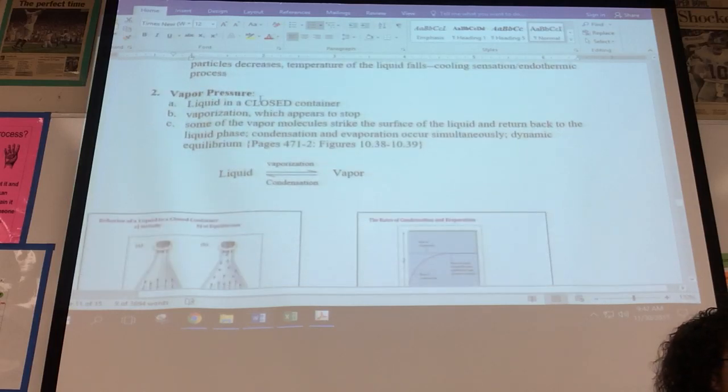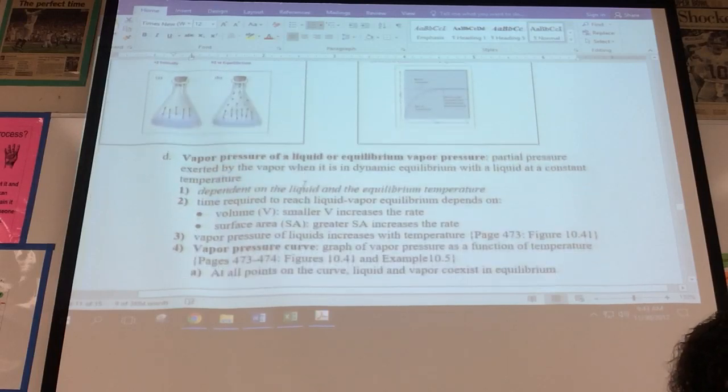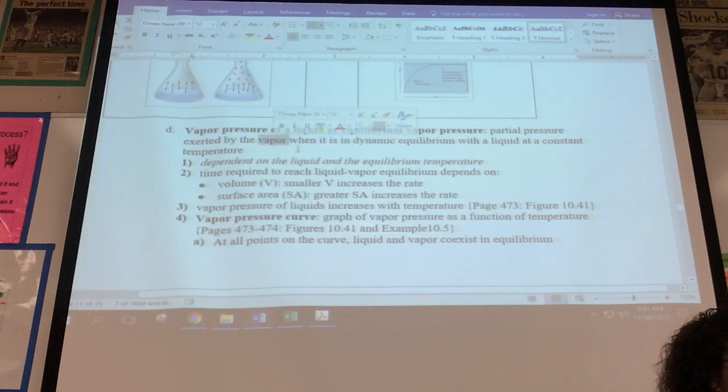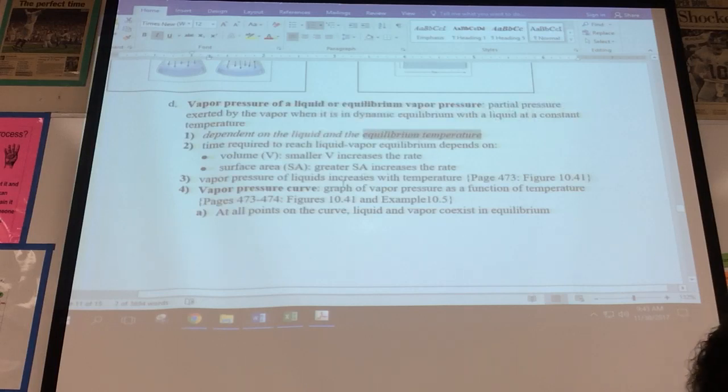So vapor pressure, again, is the pressure that the gas molecules are going to exert on the walls of the container. You can see the process; again, we looked at it more in a simulated fashion. You can graph it as well. We'll get into this graphical analysis in the equilibrium chapter. You won't see that at this stage of the game. The pressure exerted by the vapor when it's in dynamic equilibrium with the liquid at constant temperature is known as vapor pressure. This is dependent on the liquid as well as the equilibrium temperature. What's absolutely critical is that you understand the link between vapor pressure and IMFs.